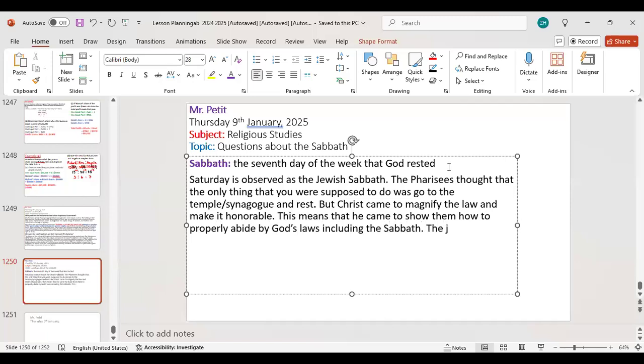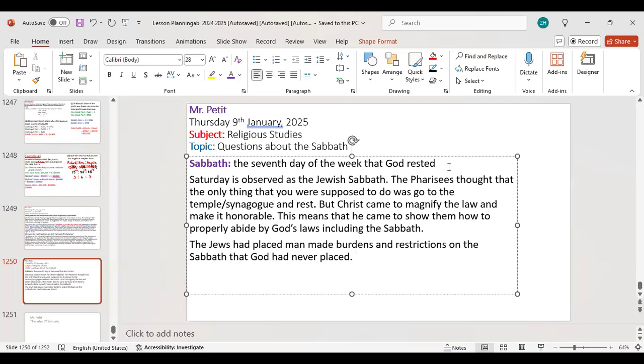The Jews had placed man-made burdens on the Sabbath. Burdens and what? You could say restrictions on the Sabbath that God had never placed.